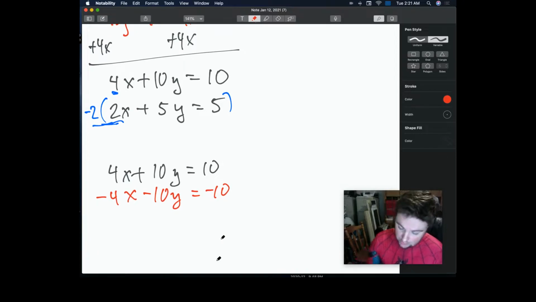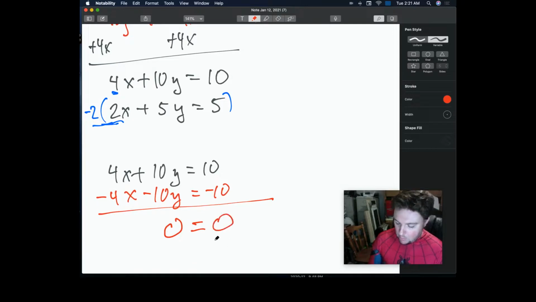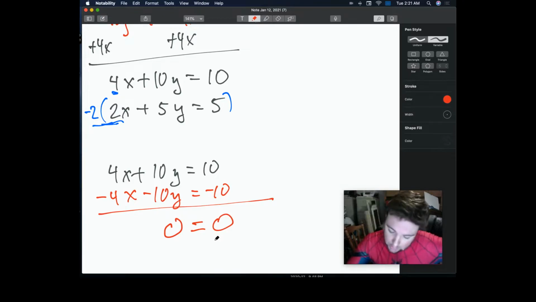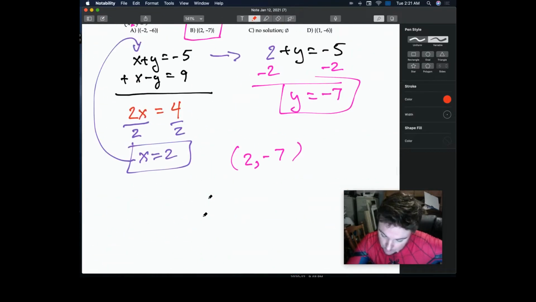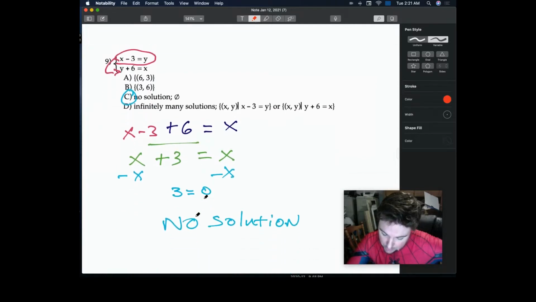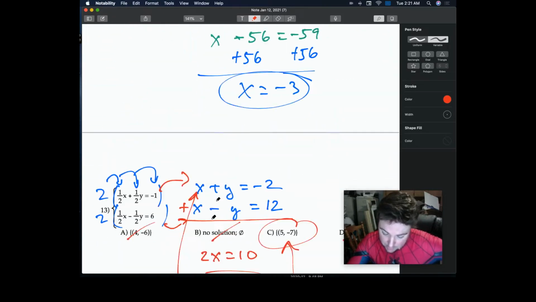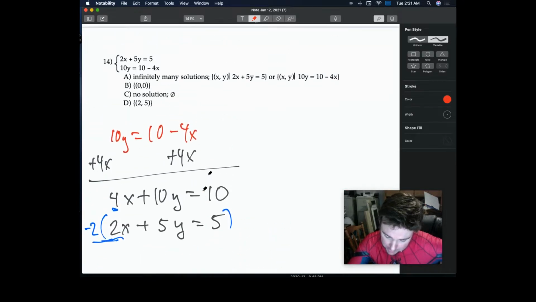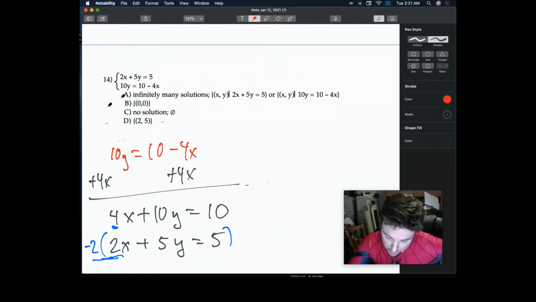Now, this is really interesting. Because if I put these together, I get 0 equals 0. What's interesting about that is that the left and the right match up. So remember earlier we had a situation, this one right here, where we got 3 equals 0. We said that's no solution because that doesn't make sense. But 0 equals 0 makes sense. So when we get this, that means we have infinitely many solutions. Okay, don't worry about this other stuff.